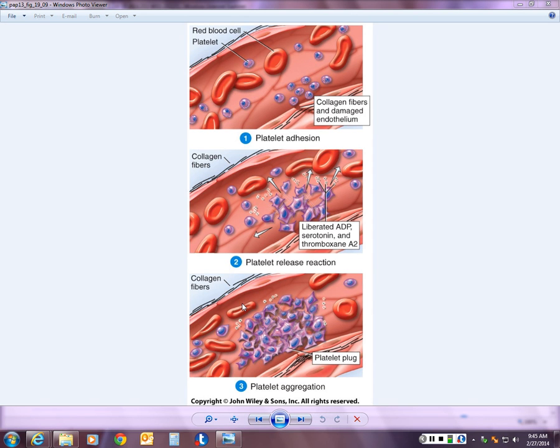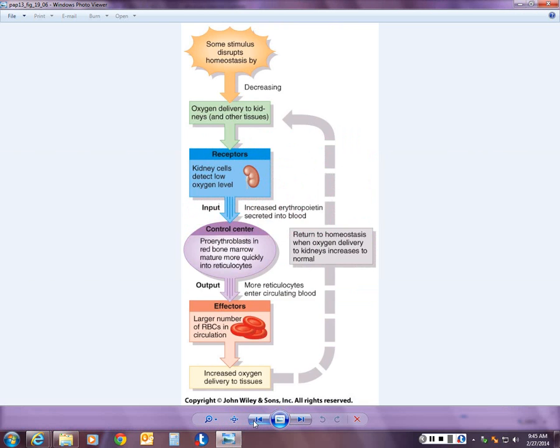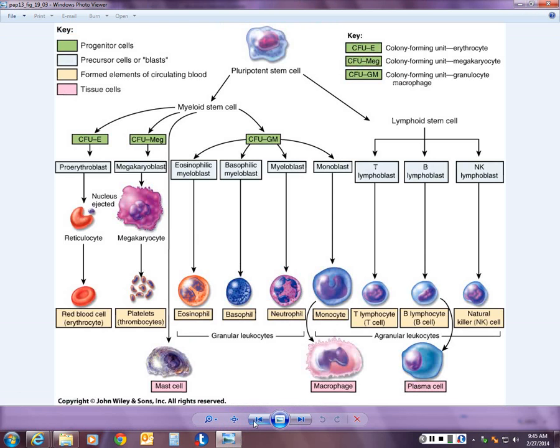Now, if we scroll back, give me a moment here. My computer's trying to freeze up. So we scroll back a little bit and take a look at that chart that we saw earlier as far as the lineage of the formed elements. You can see that the platelets are derived from a larger cell that is called a megakaryocyte. You should keep that term in mind. The megakaryocyte found in red bone marrow will break up and yield these fragments that are called platelets.